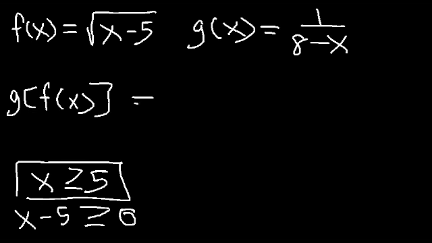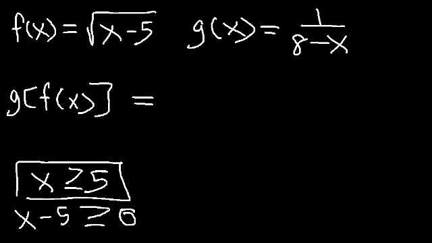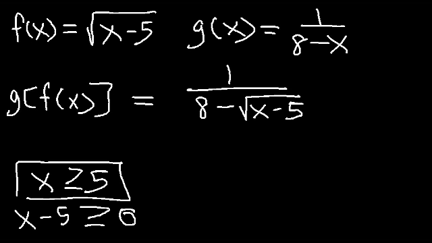Now let's go ahead and find the composite function. So let's put f into g. So g is 1 divided by 8 minus x, but instead of writing x, we're going to put the function for f, which is square root x minus 5.